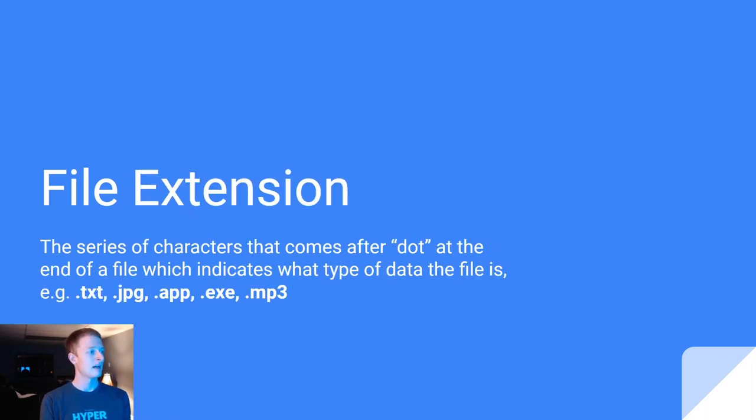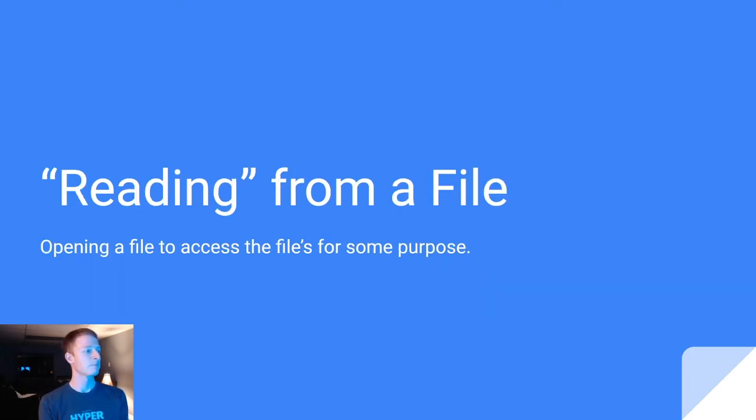A file extension is the series of characters that come after the dot at the end of a file, and it indicates what type of data that file is. So a JPG is a JPEG file. A .app is what we would call an application on a Mac OS machine. A .exe is an executable. This is what a lot of programs that you run on your computer are. They're executable files. And an MP3 is an audio file, as you probably know.